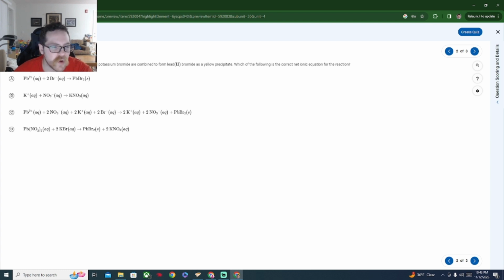Equal volumes of 0.2 molar lead nitrate and potassium bromide are combined to make lead bromide, a yellow precipitate. Which of the following is the correct ionic equation? This is the lead and the bromines making the lead bromide. For precipitation, it's just the two halves of the chemical that's becoming the solid.